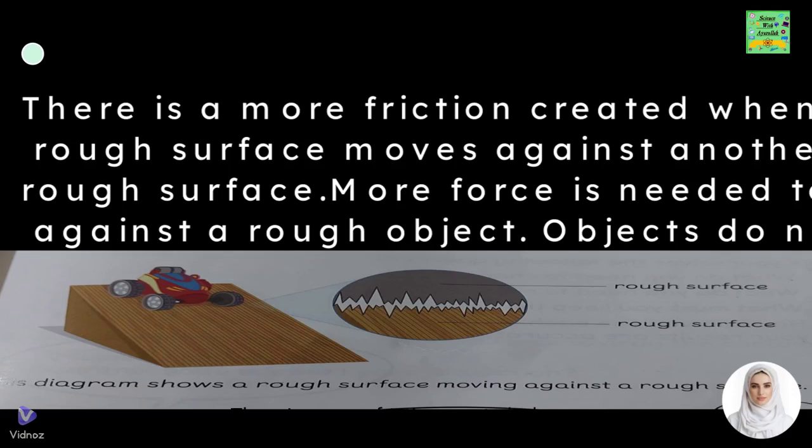There is more friction created when a rough surface moves against another rough surface. More force is needed to move against a rough object. Objects do not move easily over a rough surface.